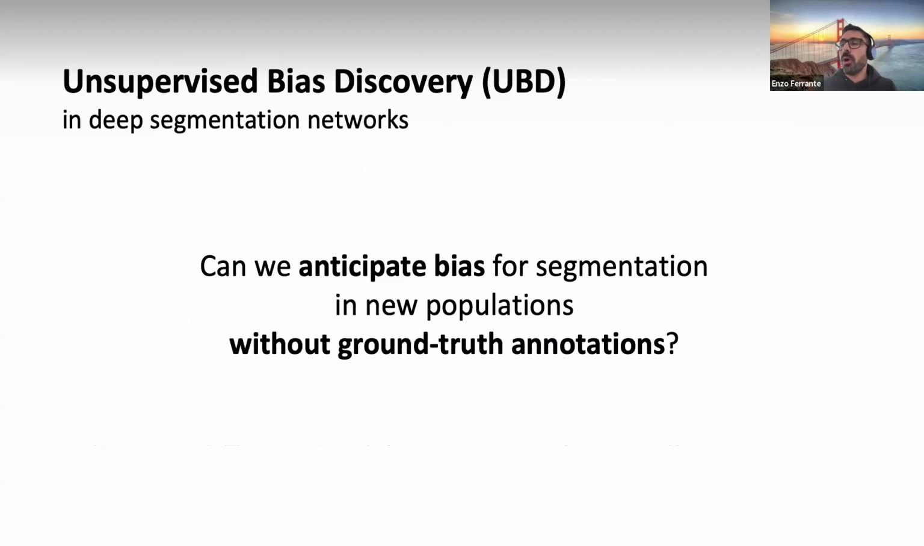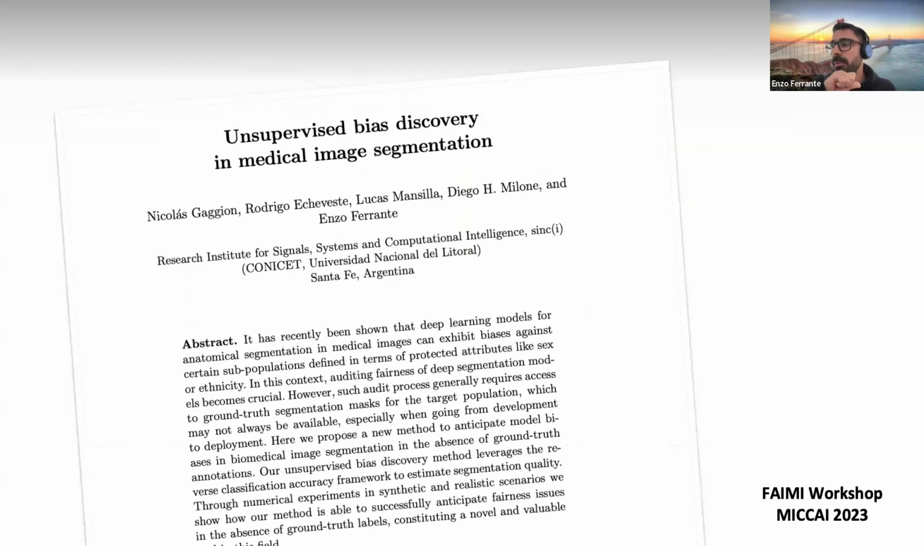And so the question came of how can we anticipate bias for segmentations in new populations without ground truth? We call it unsupervised bias discovery, basically discovering biases without supervision. And that was a paper that we published also a couple of years ago at the Fairness of AI in Medical Imaging workshop, FAMI, that we are organizing this year again, by the way. So if you're interested in these topics, have a look at the FAMI workshop. The call for papers is open, and we are receiving submissions.